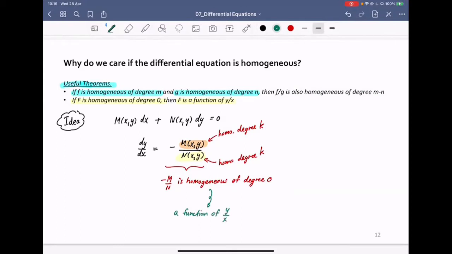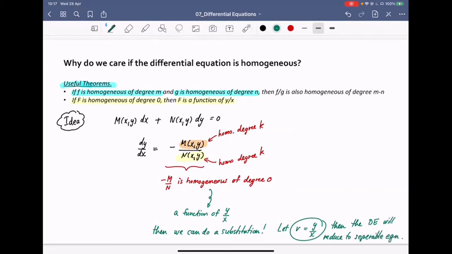Once you know that this is a function of y over x, you can do a substitution. So if we let v equal to y over x, because this is a function of y over x, then the differential equation will reduce to a separable equation.